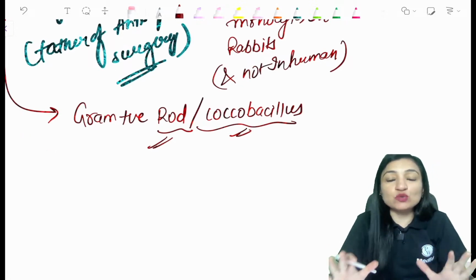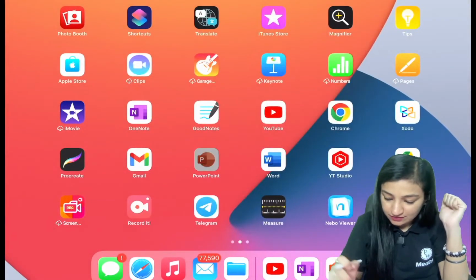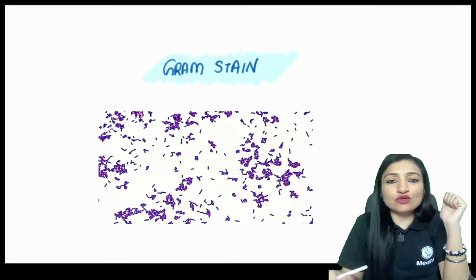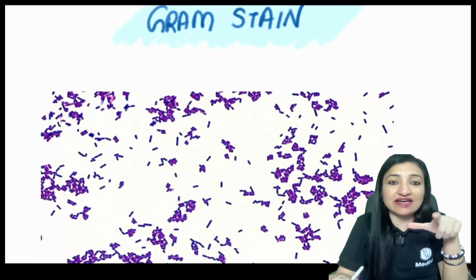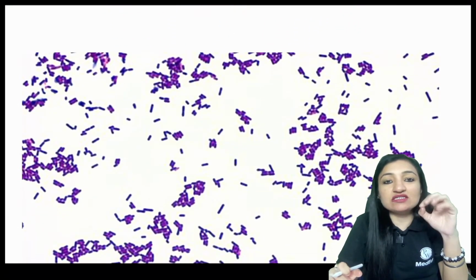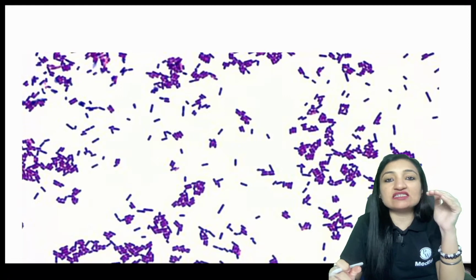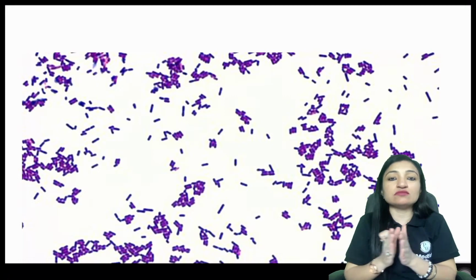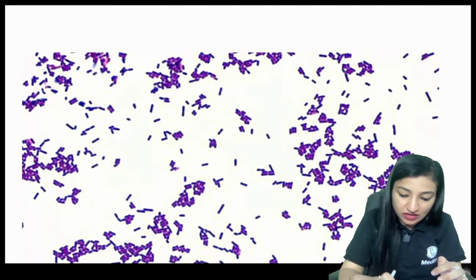Now we'll see a beautiful Gram stain picture of Listeria monocytogenes. See this. This is a very typical picture of the rod-like morphology of Listeria monocytogenes. But as I said, it can also exist as very short ovoid, that is oval, forms, which are described as cocobacilli. So both descriptive terminologies for the shape of this organism are correct. It can be a rod and it can be a cocobacillus also.